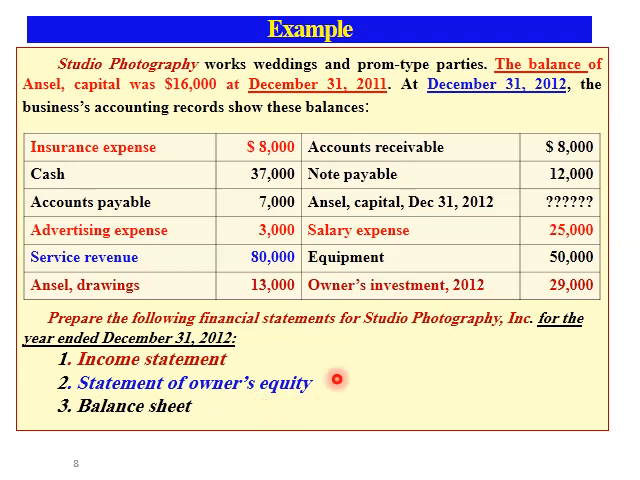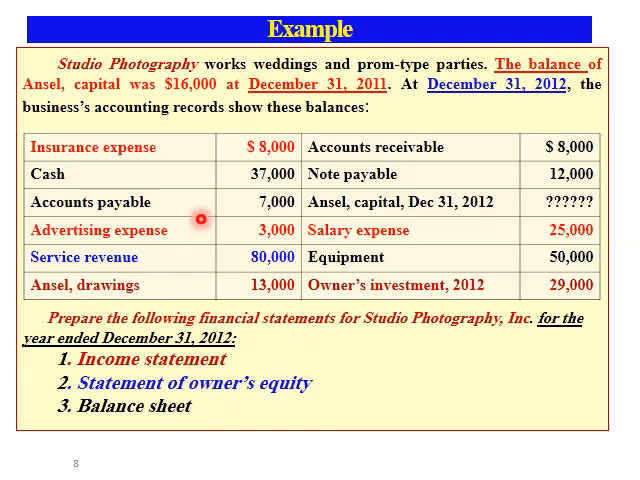Let's see. The income statement consists of revenue and expenses. For the statement of owner's equity, you need capital at the beginning, owner investment, and net income. Before you do it, you have to prepare the income statement to determine it, and drawings. The balance sheet has assets, liabilities, and owner's equity.